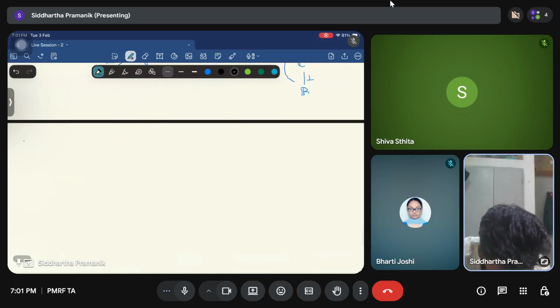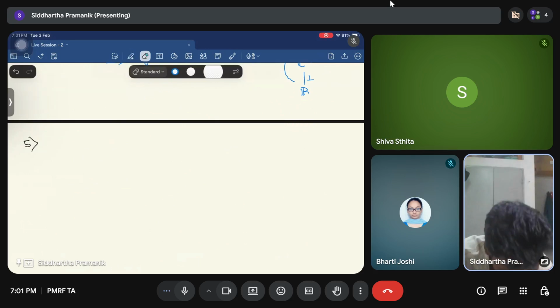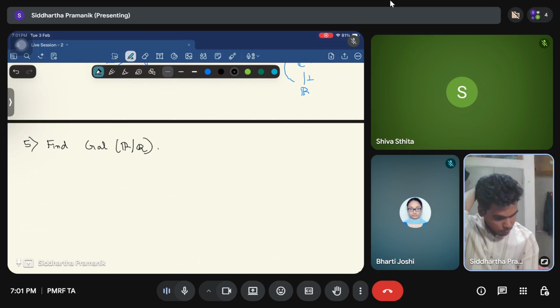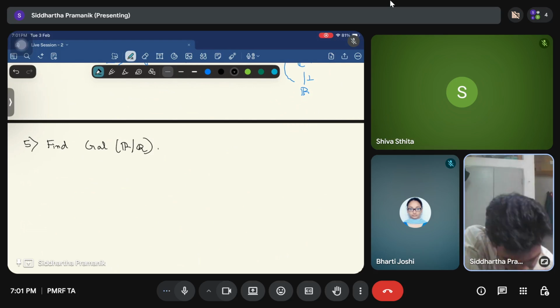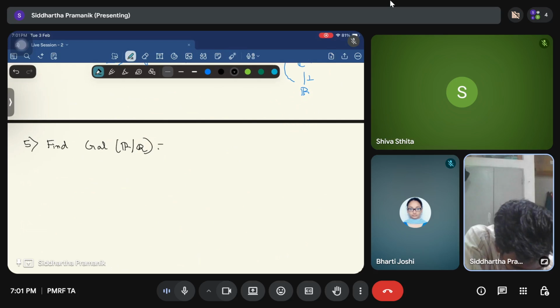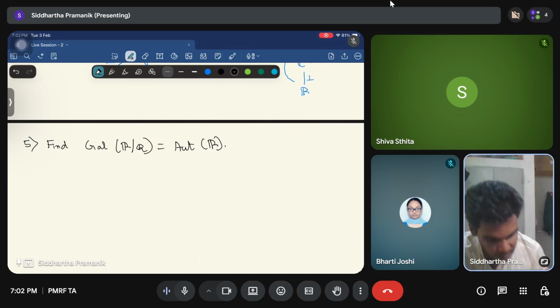Problem number 5. So here let's find the Galois group of R over Q. So the set of all automorphisms of R which fix Q. So note that Q is the prime subfield, right? So this is basically the field automorphisms of R, because every field automorphism fixes the prime subfield. So just let's find this thing.